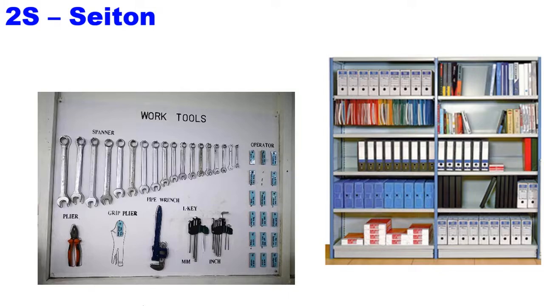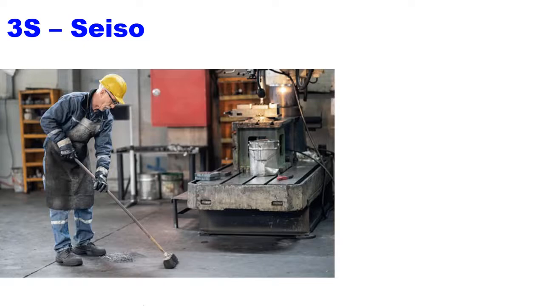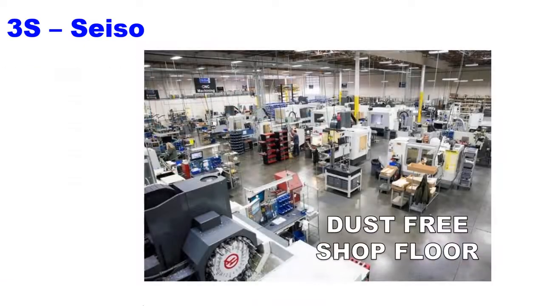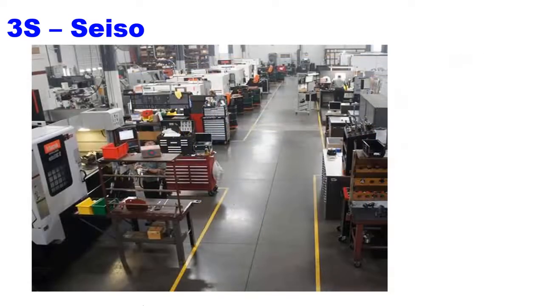Third S, seiso, means shine. Now you must understand the value of cleaning. Since childhood we are asked to clean our hands, body, clothes etc. because cleaning is important to remain healthy. Similarly our machines and workplace should be cleaned to remain healthy. All the equipment must be free from dust so that they can function well. If we are working in an office, then our working table, cupboards etc. should be cleaned. The main advantage of cleaning regularly is we can identify the source of dust or any oil spillage. Or even we can identify the deterioration of the items in time.